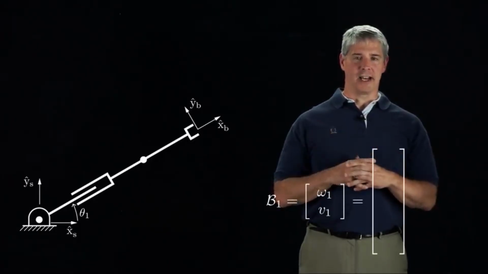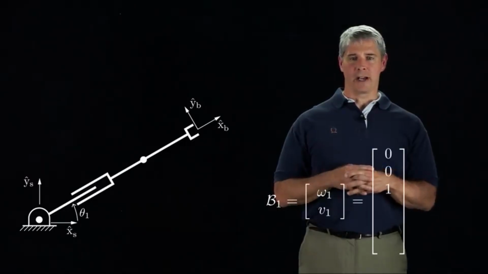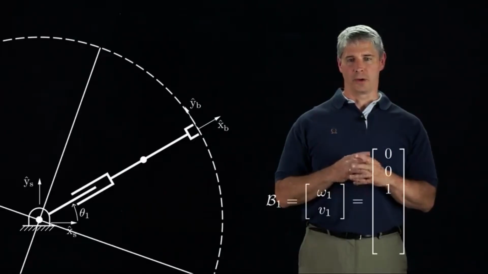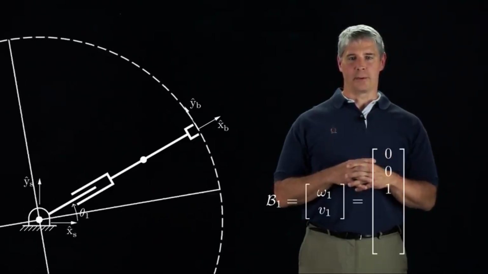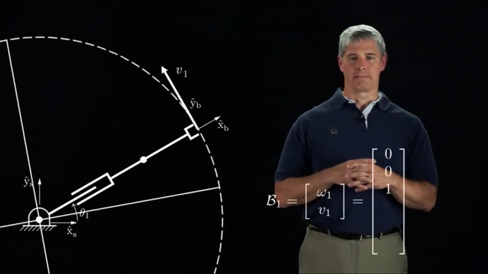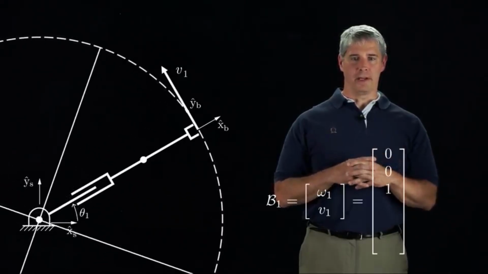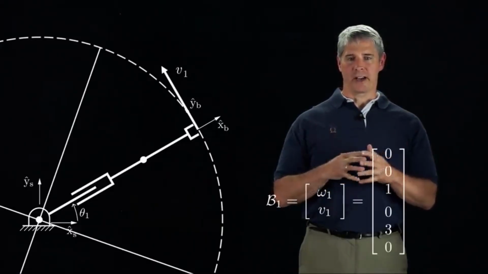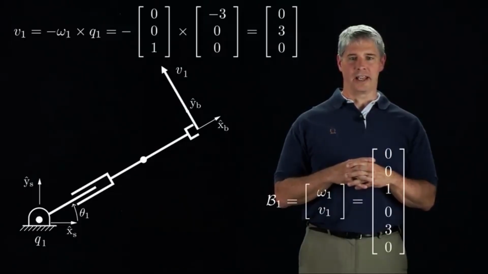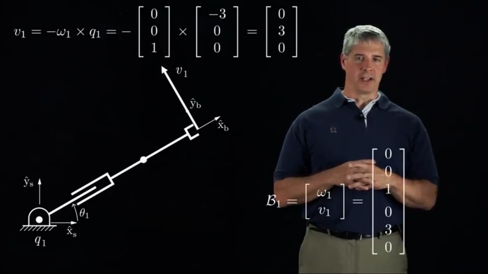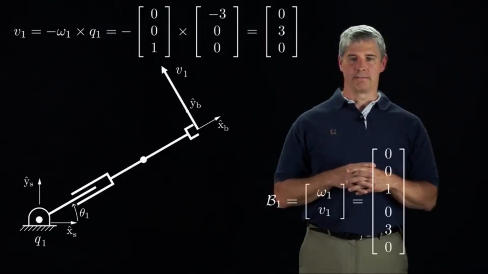Since the screw axis is aligned with the z-axis of the B frame, omega 1 is equal to 0, 0, 1. The linear motion V1 can be obtained by visualizing a turntable at joint 1 rotating and measuring the linear velocity at a point at the origin of the B frame. Since the distance between the joint 1 and the B frame is 3, the linear velocity V1 is 0, 3, 0 in the B frame. We could also calculate this by defining a point Q1 on the axis of joint 1, where Q1 is expressed in the B frame. Then V1 is minus omega 1 cross Q1.